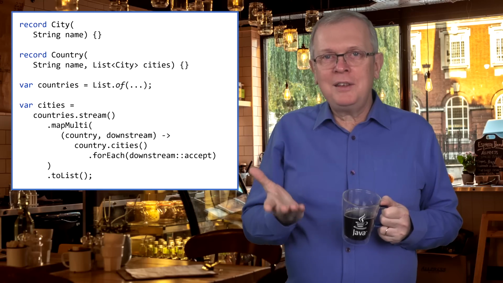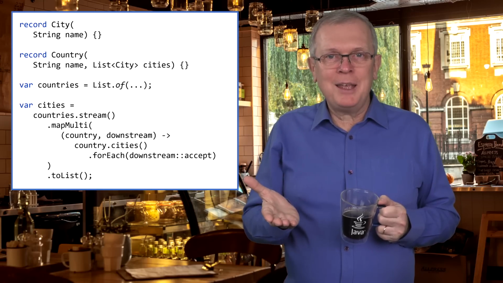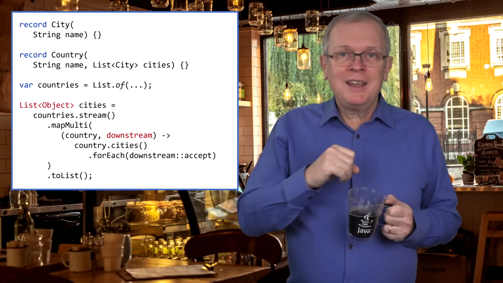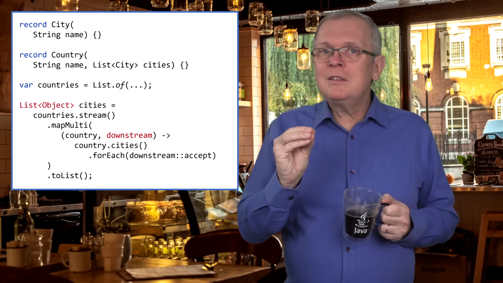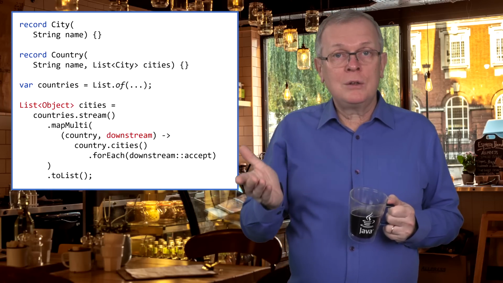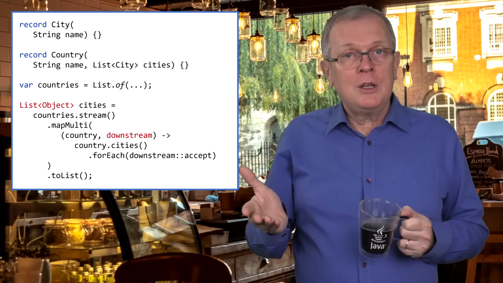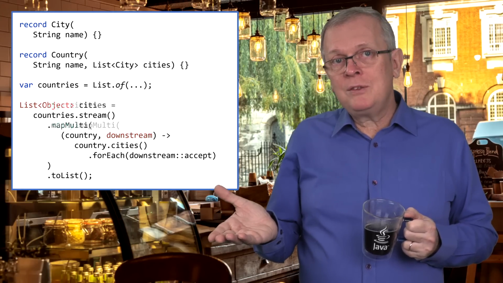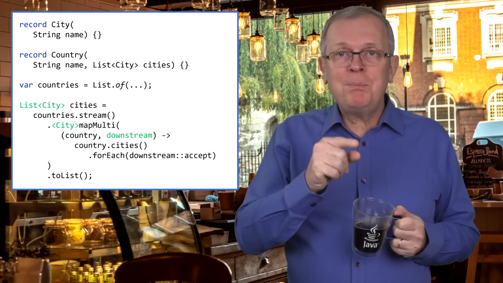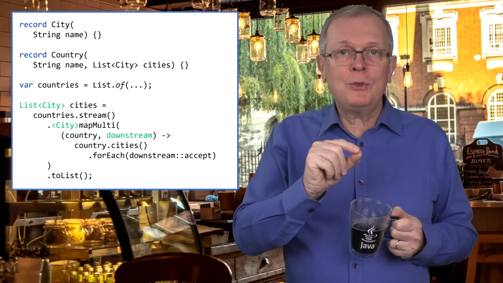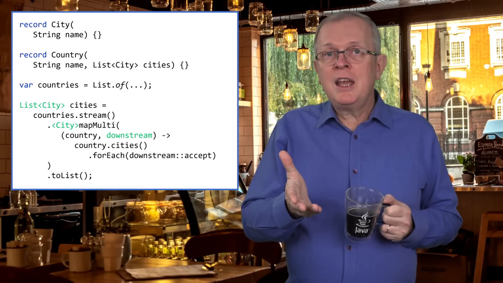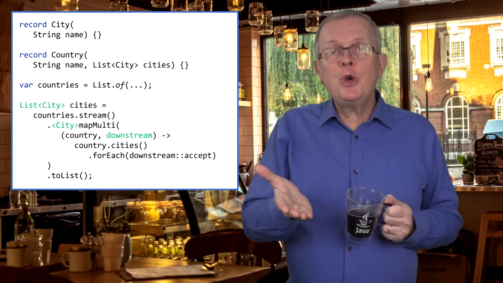If you write this code like this, you will see that the exact type returned by mapMulti is actually a list of objects. It comes from the fact that you did not specify the exact type of the downstream object, which is consumer of object by default. You can specify the type of object you pass to the downstream when you call this method. This type actually specifies the exact type of the stream returned by mapMulti. So here this type is city, and if you write it in that way, you will get a list of city as expected.